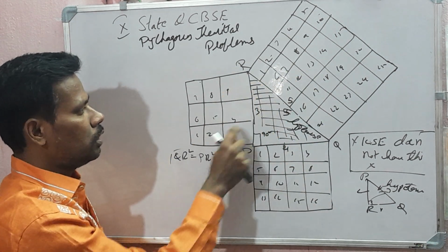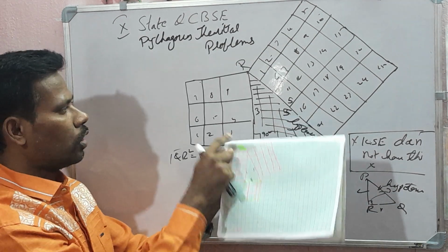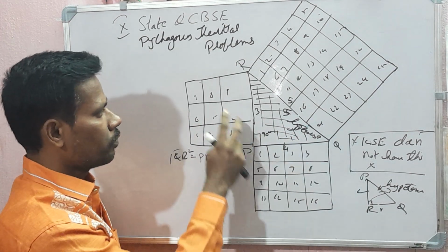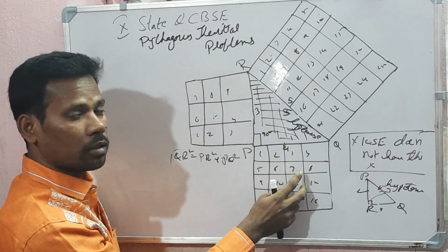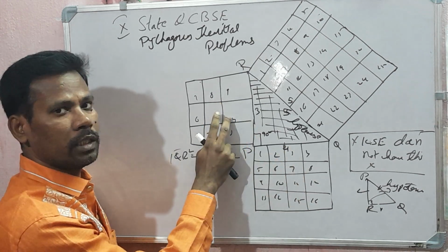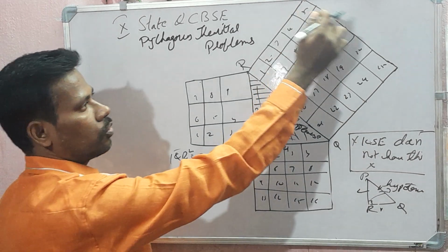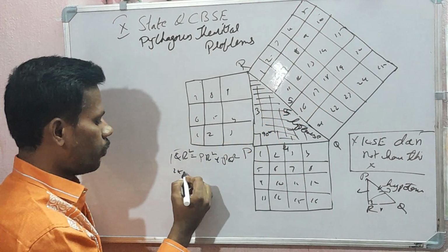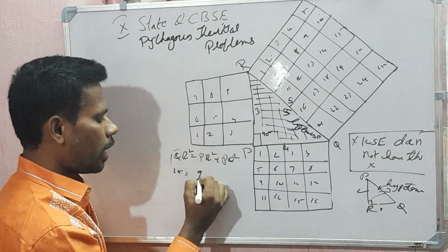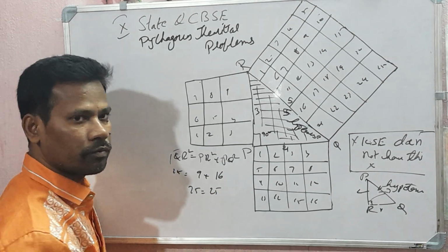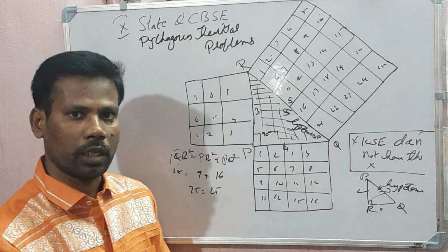These 25 squares are nothing but the addition of these two squares. That means you can see here there are a total of 9 squares here, and here there are a total of 16 squares, right? Here the total is 9 and here the total is 16. 16 plus 9 is 25. So here 25 small boxes are there. 25 is equal to 9 plus 16. So 25 is equal to 25. That is the meaning of the Pythagoras theorem.